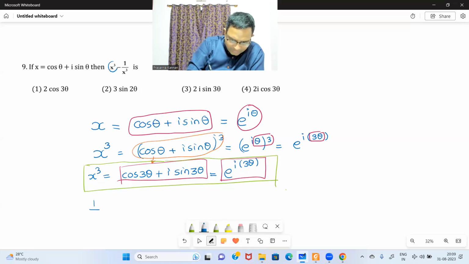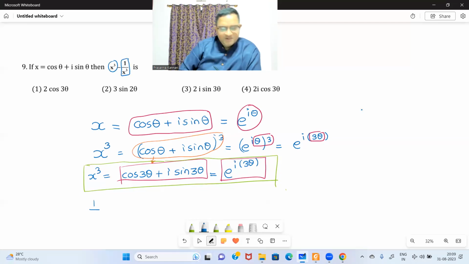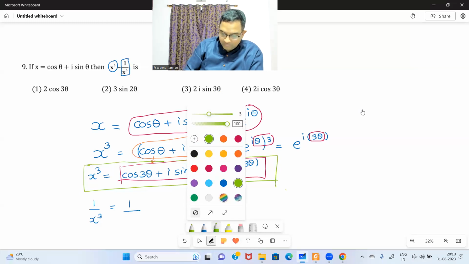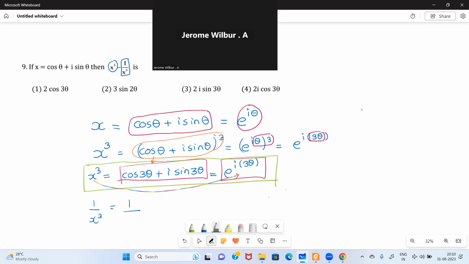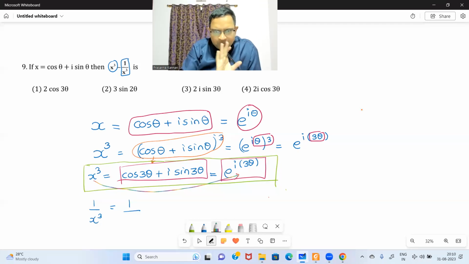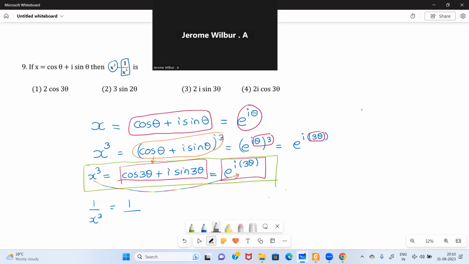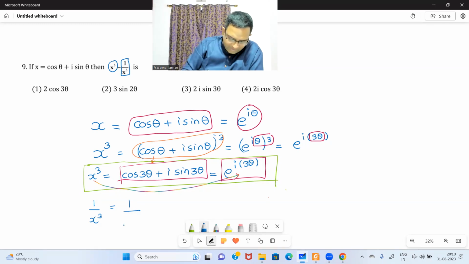See here, I am splitting this one sum into two parts. So now 1 by x cube we are calculating. What is x cube? 1 by cos 3, that's correct. I want you to only connect it with Euler's form. e raised to i into 3 theta. Correct, so it is e raised to i 3 theta.